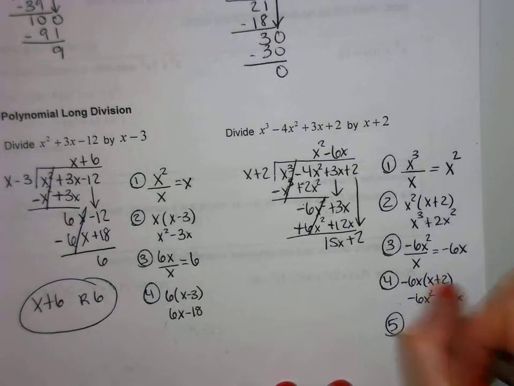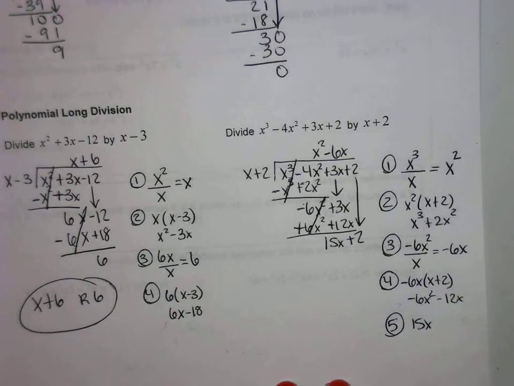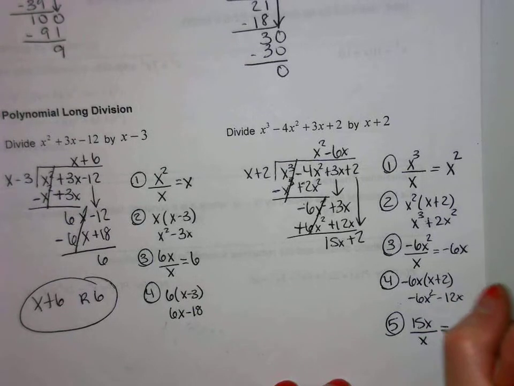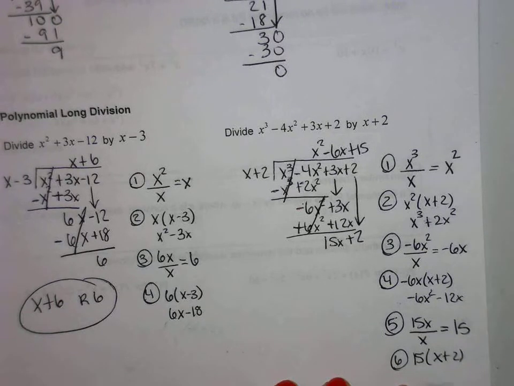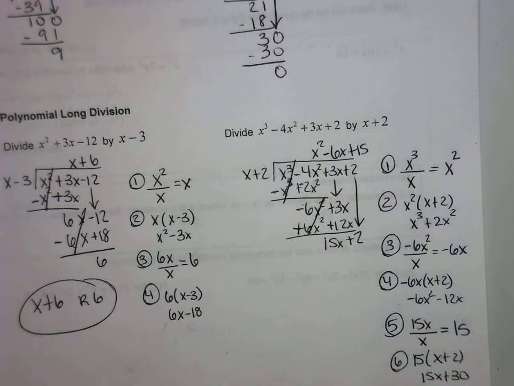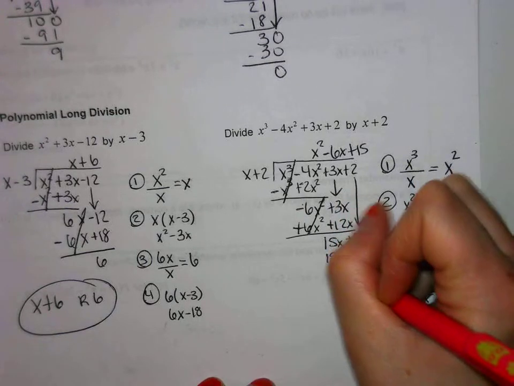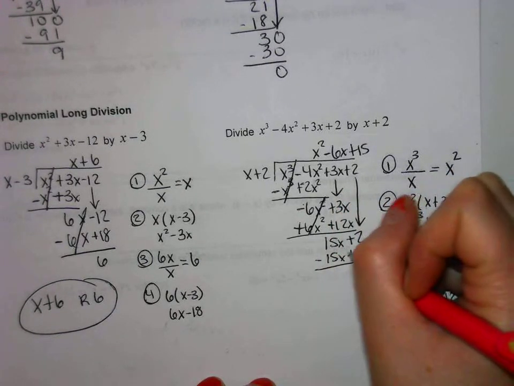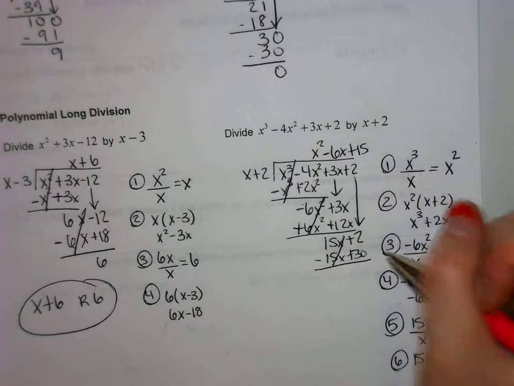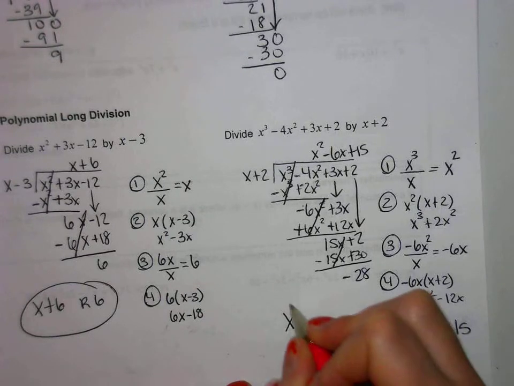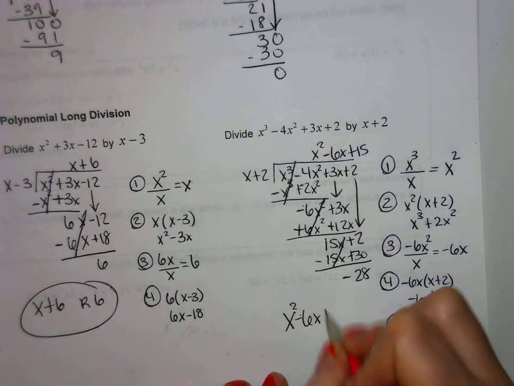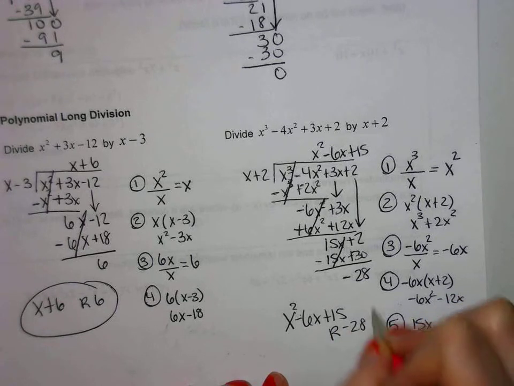And last time, 15x is now our first term in our dividend, divided by our first term in our divisor, which is x. 15x divided by x is 15. So we have plus 15. Now we multiply 15 times our x plus 2. So we end up with 15x plus 30. Let's change our signs. 15x minus 15x is 0. 2 minus 30 is negative 28. So our quotient is x squared minus 6x plus 15 with a remainder of negative 28.